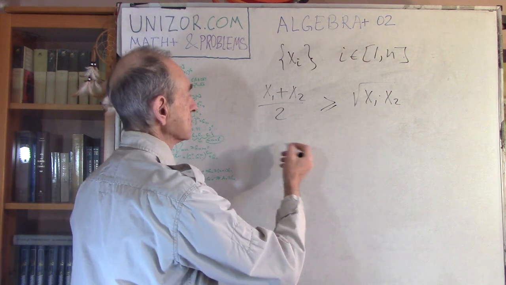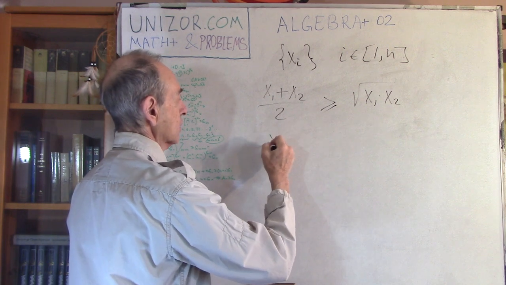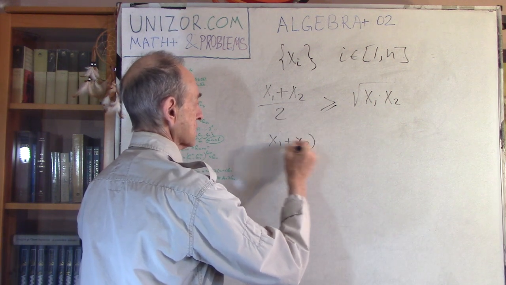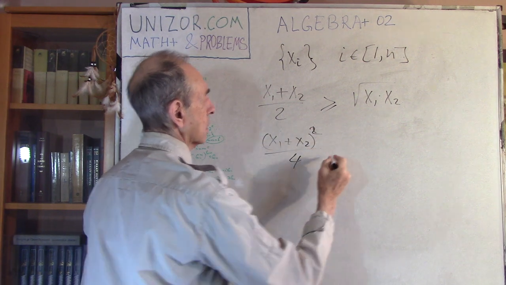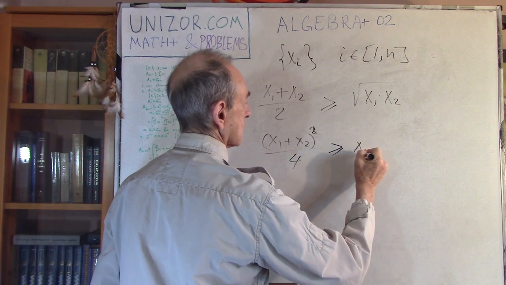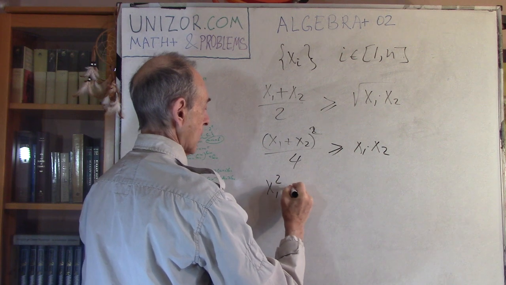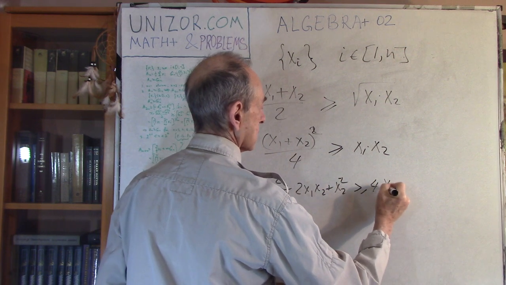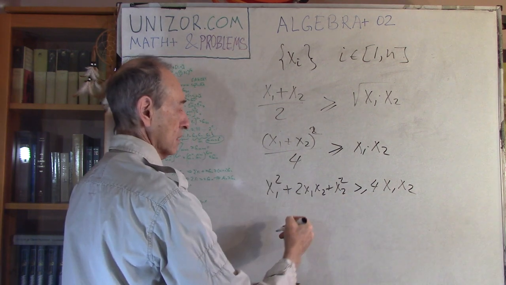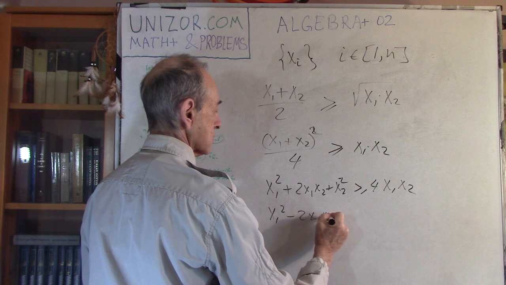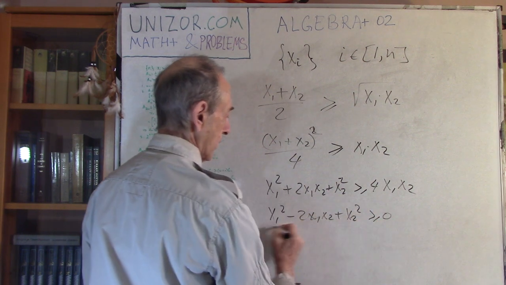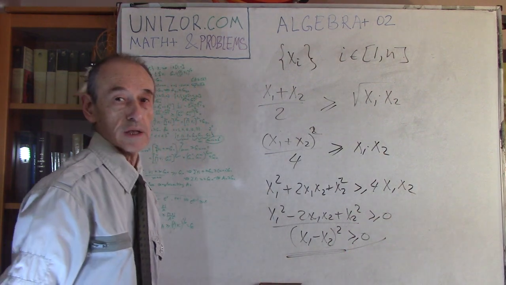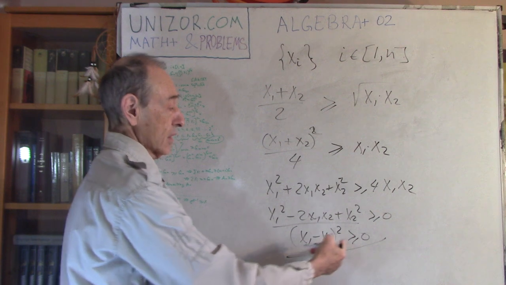So how do I do it? Well, I will square both parts. So I will have (x1 plus x2) square divided by 4, and I will try to prove that this is greater than x1 times x2, or x1 square plus 2x1x2 plus x2 square greater than 4x1x2. 4x1x2 goes to the left part, I will have x1 square minus 2x1x2 plus x2 square greater than 0. Now this is obviously (x1 minus x2) square greater than 0. Now this is an absolutely true statement. x1 minus x2, since it's squared, is greater or equal to 0.